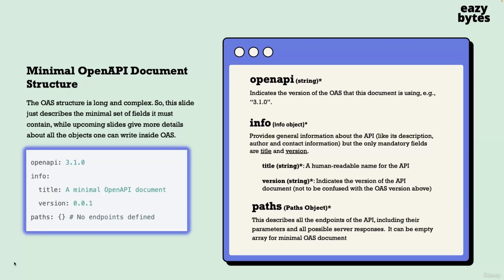We can define all those details under this paths root element as an array of path objects. But in order to get started with a minimal OpenAPI document, you don't need to mention any path related information. You can simply make this paths an empty array. So I hope you are clear about the minimal OpenAPI document that we can get started with.